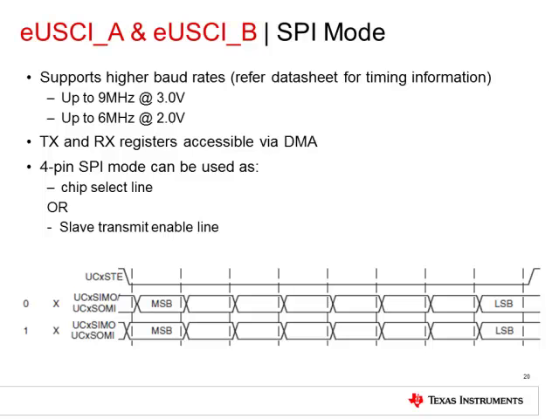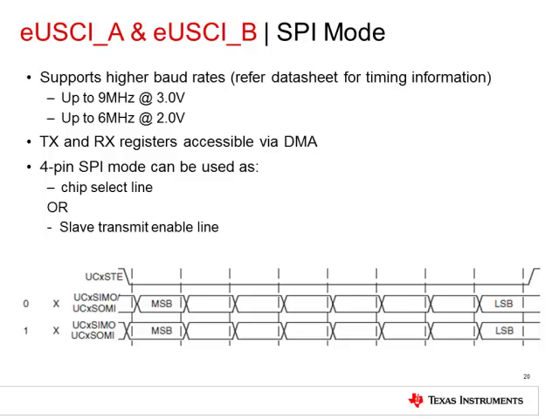In terms of SPI, the eUSCI_A and B are both capable of SPI communication in both 3 and 4-wire modes. In SPI mode, serial data is transmitted and received by multiple devices using a shared clock provided by the master. An additional pin controlled by the master, UCSTE, is provided to enable a device to receive and transmit data.